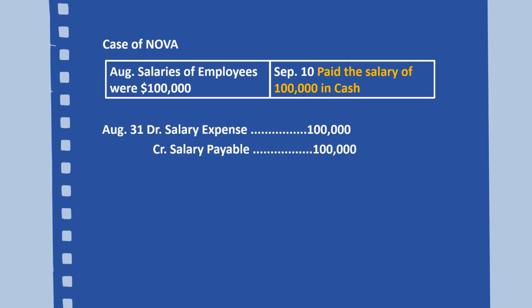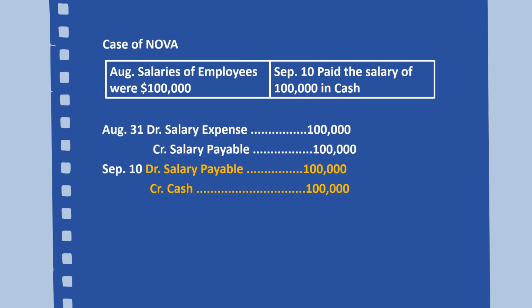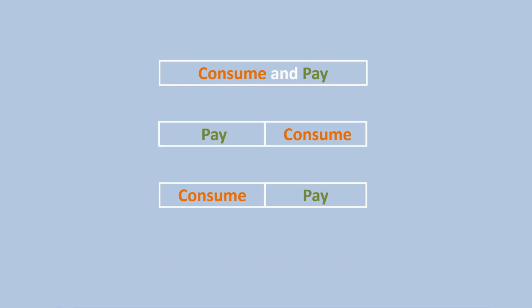The company's cash decreased with a decrease in liability. To capture this, we debit salary payable and credit cash. Now you've got a solid grip on all these scenarios for recognizing expenses. Remember, every bit of consumption comes with a price tag. Some hit an entity's cash immediately.